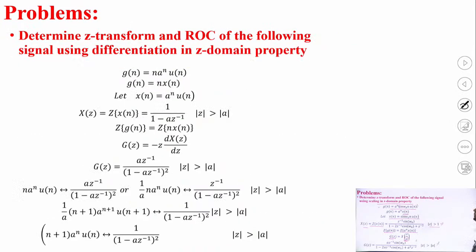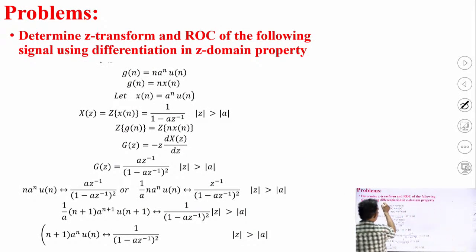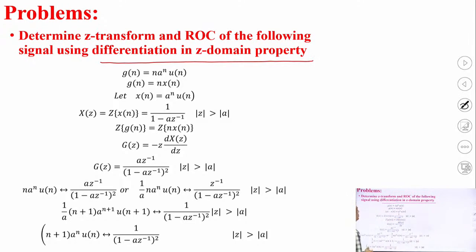Now determine the Z transform and ROC of the following using the differentiation in Z domain property. This is another property. Let us suppose the sequence g[n] is given as n a^n u[n]. We assume that a^n u[n] is x[n], and we know the Z transform of this x[n] is 1 upon 1 minus a Z inverse, and because u[n] is there, we write |Z| greater than |a|.